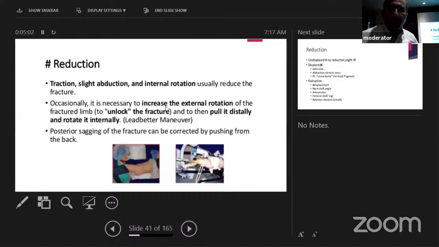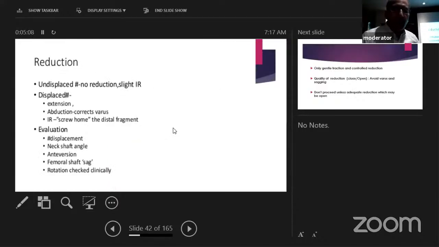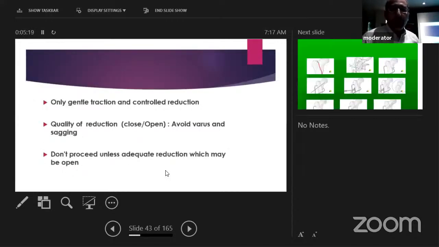At times, you have to increase the external rotation to disimpact or unlock the fracture and pull it distally and then rotate it back. And one must assess the reduction for fracture displacement, neck shaft angle, antiversion, femoral shaft sag, or any rotation clinically. Only gentle traction, however, and not a forceful traction, because forceful traction can easily lead to subtrochanteric conversion. And the quality reduction is the prerequisite.